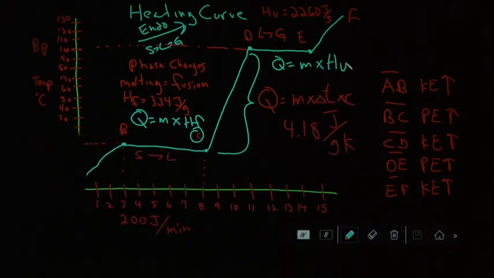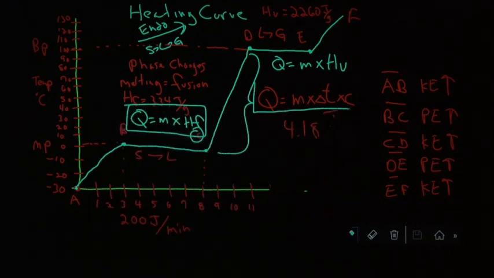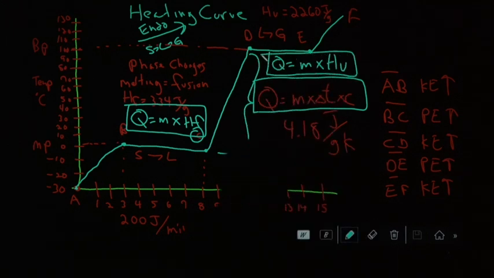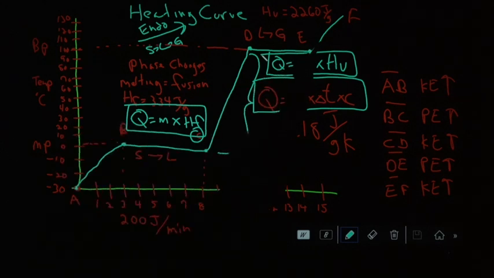So we have three formulas, but like I said, we're going to go over those in the next lecture. So here's number one, Q equals M times HF, number two, Q equals M times delta T times C, and number three, Q equals M times HV. Next, what the heck is this from E to F?